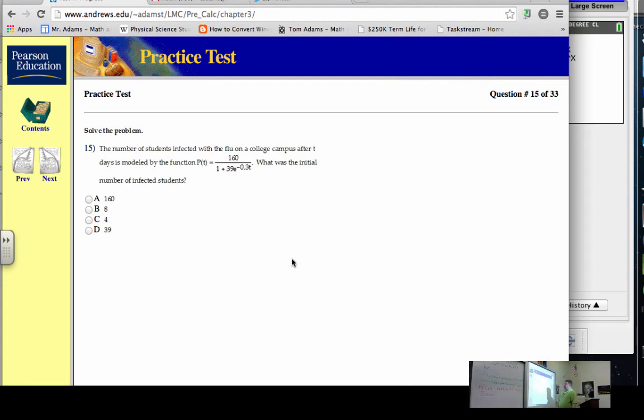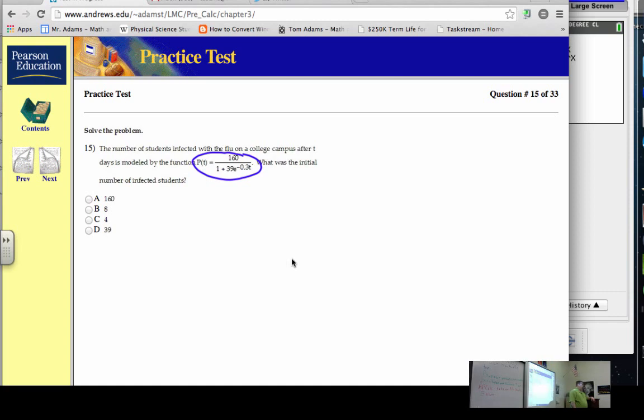So for problem number 15, it says the number of students infected with the flu on the college campus after t days is modeled by this function here. P of t is equal to 160 over 1 plus 39 times e to the negative 0.3 t. What is the initial number of infected students? Now, this is not a hard problem, but I could see it's one of those problems that's so simple that it might be confusing.